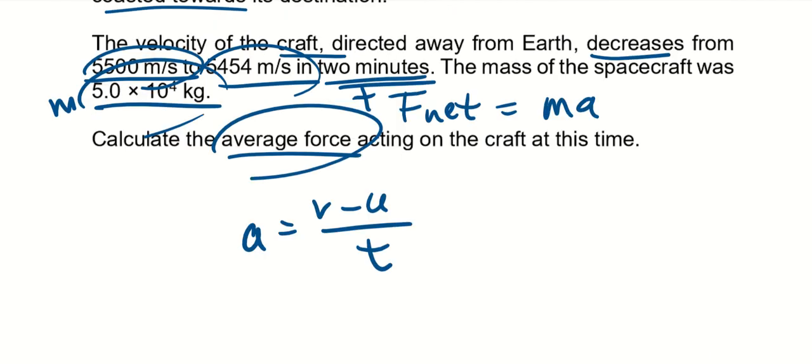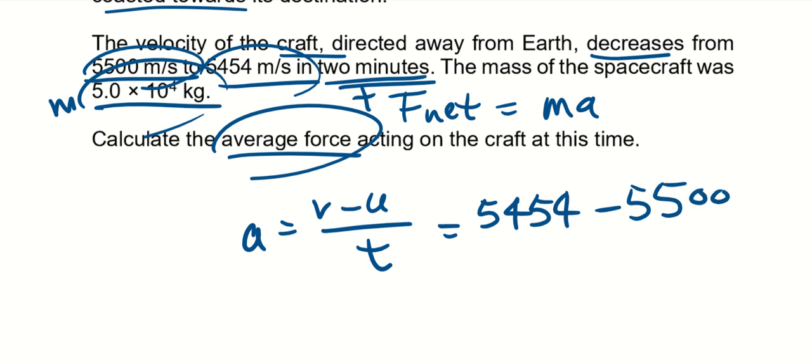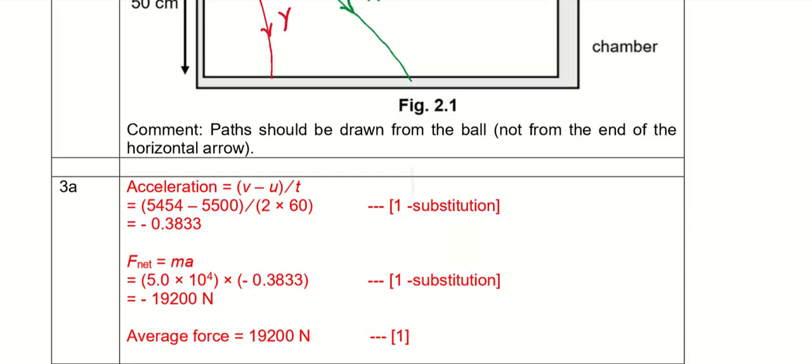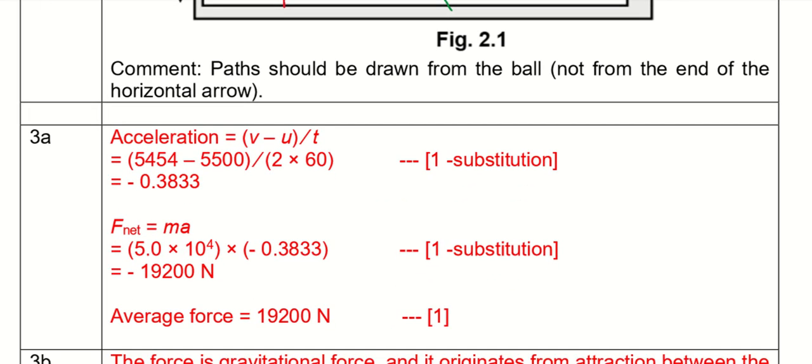If it decreases, that means which one is the final velocity? 5454. Check that the units tally, minus 5500. 2 minutes, do I need to do anything? Change to what? Because everything was in meter per second SI unit, so the time needs to change from minutes to seconds. So I'll get a certain value. Let me check my answer. Negative 0.3833. Okay?